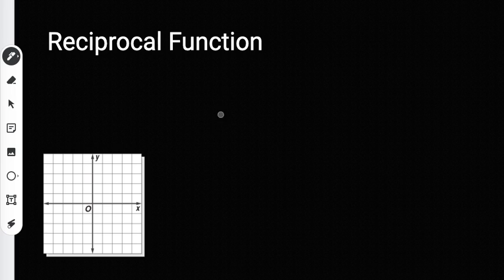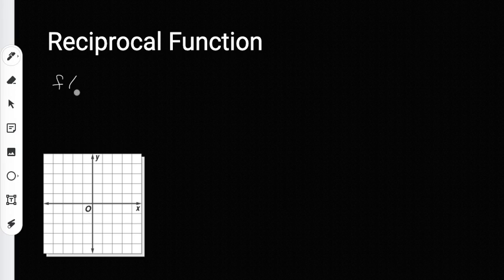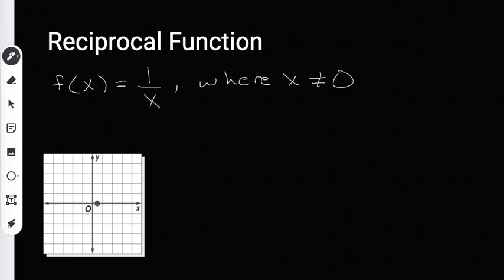Okay, and we have 3 more functions to go. This one is called the reciprocal function. The way you're going to write it is f of x equals 1 over x, where x can never be 0 because you'd be dividing by 0 at that point. So we have 1 over x, and the way it's going to be graphed is it's going to be graphed like this. You're going to have a part of the graph that goes like this. You're going to have a curve up in this quadrant, and then you're going to have a curve in this quadrant.